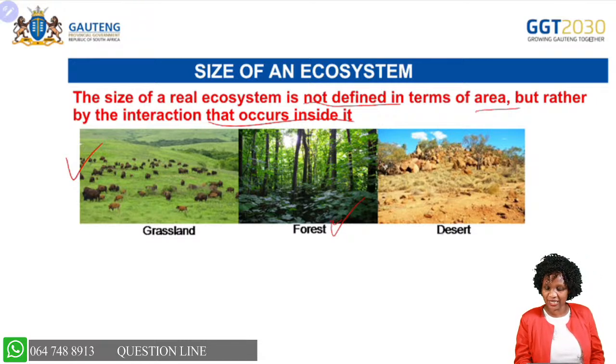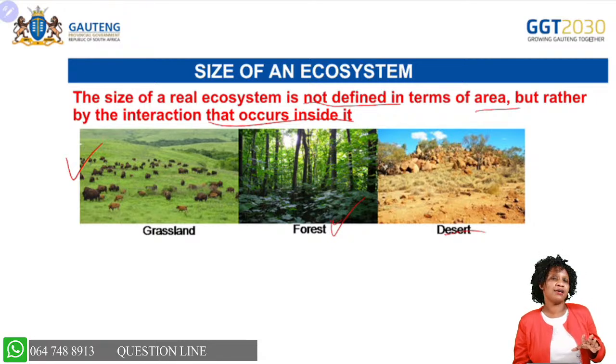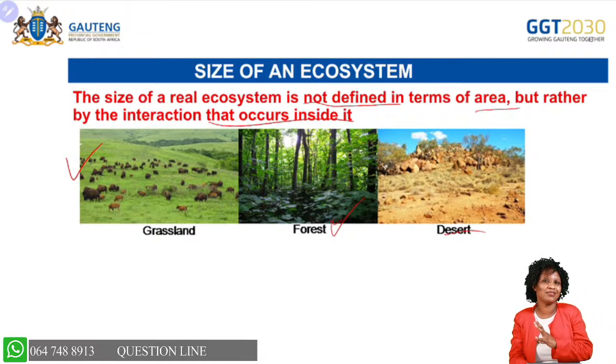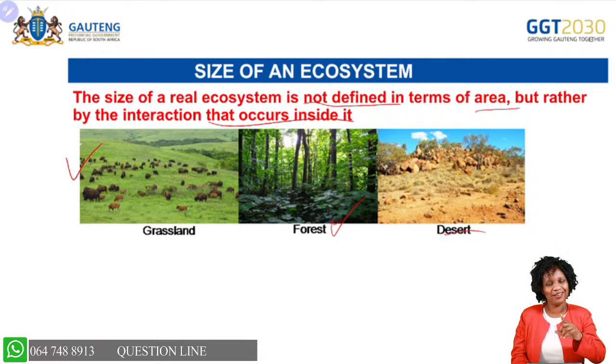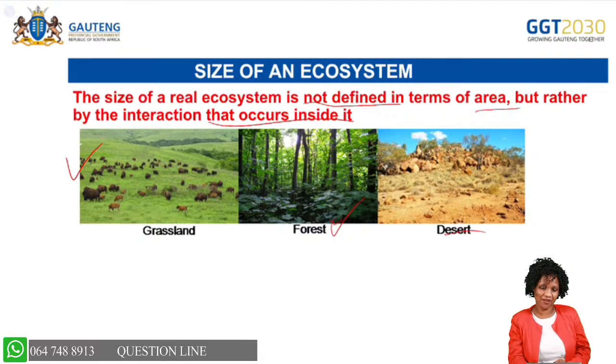And then we've got deserts. We've got animals that survive in a desert. They are designed in a way that they will survive in a desert. Remember, in a desert, it is very dry and hot, but we've got animals that survive there. Therefore, the conditions, that is the non-living, influence the living organisms that live in that area.